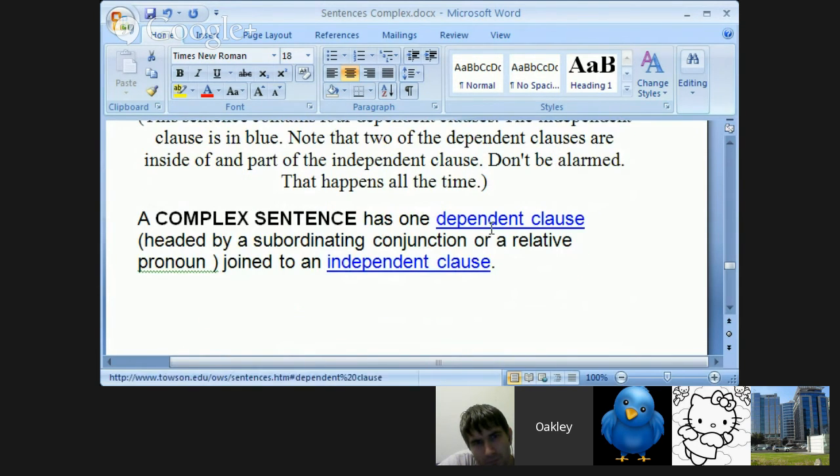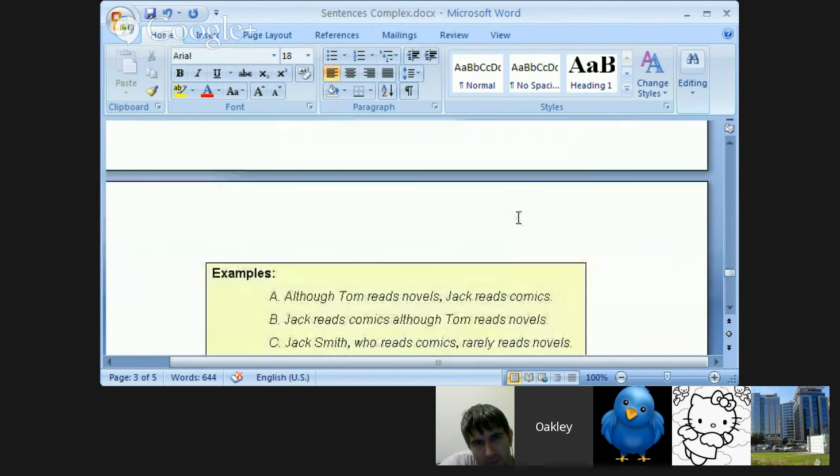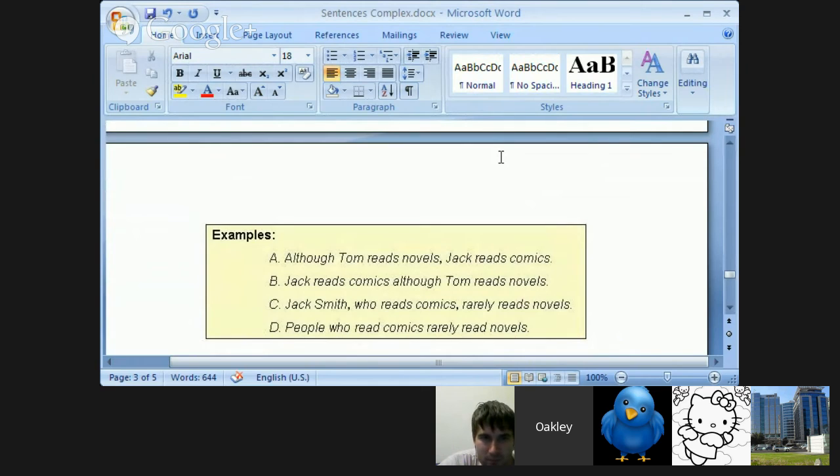Okay, so another way to define it, a complex sentence has one dependent clause headed by a subordinate conjunction or a relative pronoun, as I've been saying, joined by an independent clause. This is the important part. One independent, and we don't care how many dependent clauses. Tomorrow, we're going to look at compound complex sentences in which we're going to have two or more independent clauses joined with at least one dependent clause. So it kind of goes the other way.